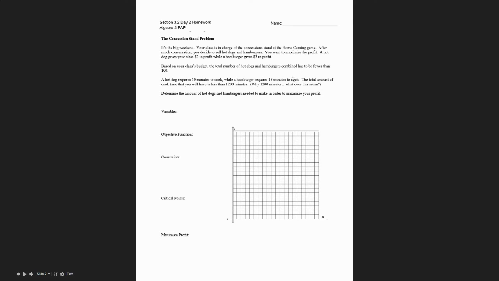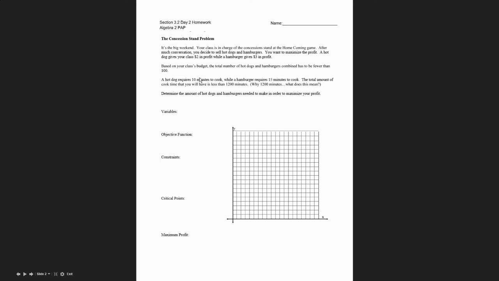You want to maximize the profit. A hot dog gives your class $2 in profit, while a hamburger gives $3 in profit. Based on your class's budget, the total number of hot dogs and hamburgers combined has to be fewer than 100. A hot dog requires 10 minutes to cook, while a hamburger requires 15 minutes to cook. The total amount of cook time that you have is less than 1,200 minutes. Determine the amount of hot dogs and hamburgers needed in order to maximize your profit.